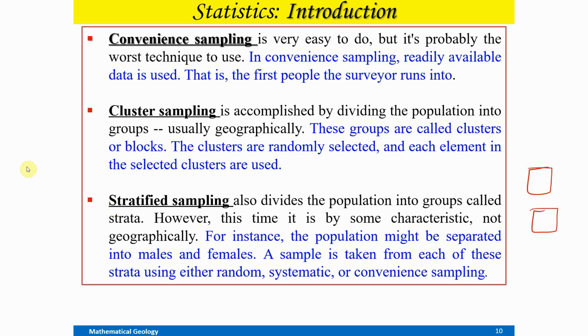So that's the basic difference between cluster sampling and stratified sampling. So stratified sampling means you are dividing the entire population into groups called strata. Okay. So this time it is divided depending on their characteristics, not by geography. Okay.